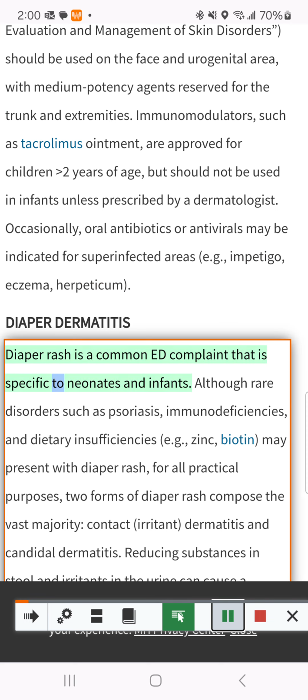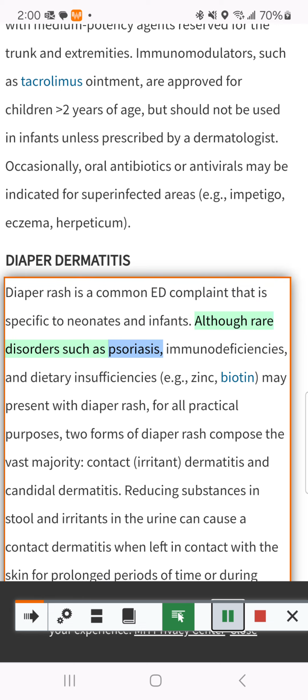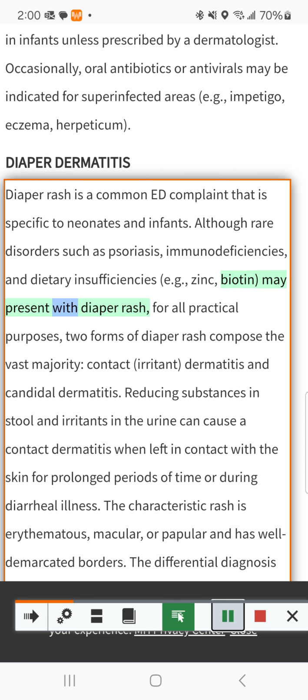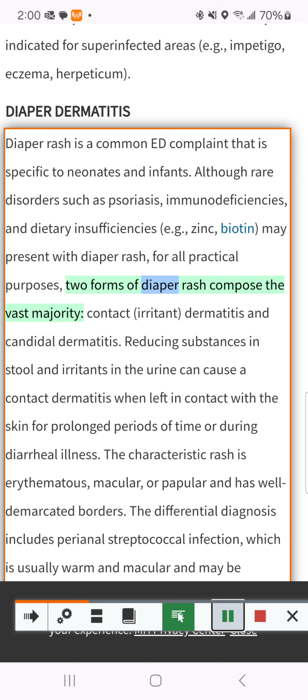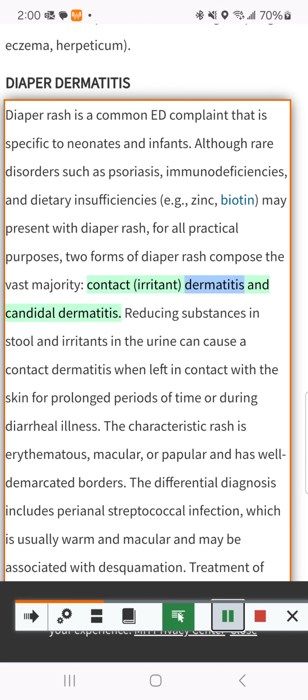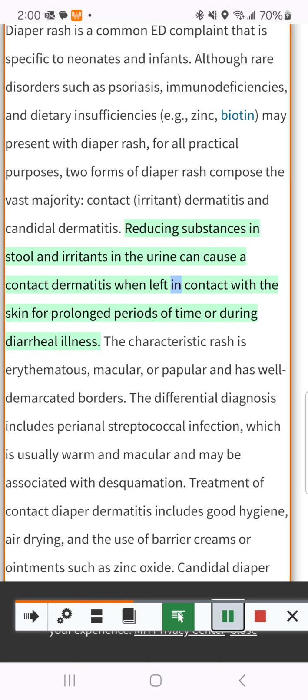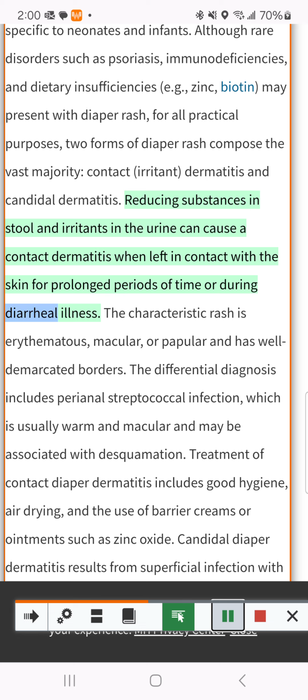Diaper rash is a common ED complaint that is specific to neonates and infants. Rare disorders such as psoriasis, immunodeficiencies, and dietary insufficiencies, for example zinc or biotin, may present with diaper rash. For all practical purposes, 2 forms of diaper rash compose the vast majority: contact irritant dermatitis and candidal dermatitis. Reducing substances in stool and irritants in the urine can cause a contact dermatitis when left in contact with the skin for prolonged periods of time or during diarrheal illness.